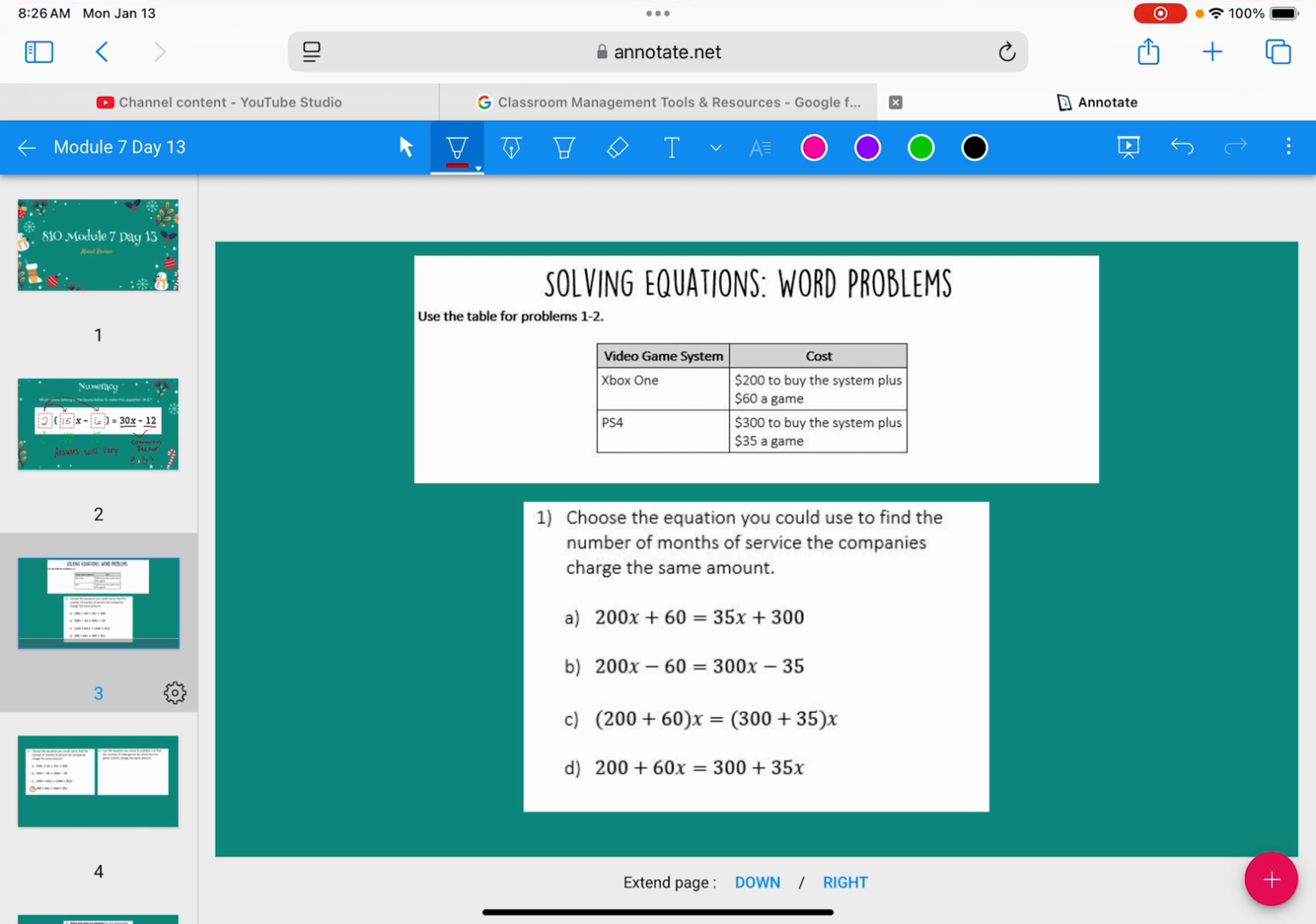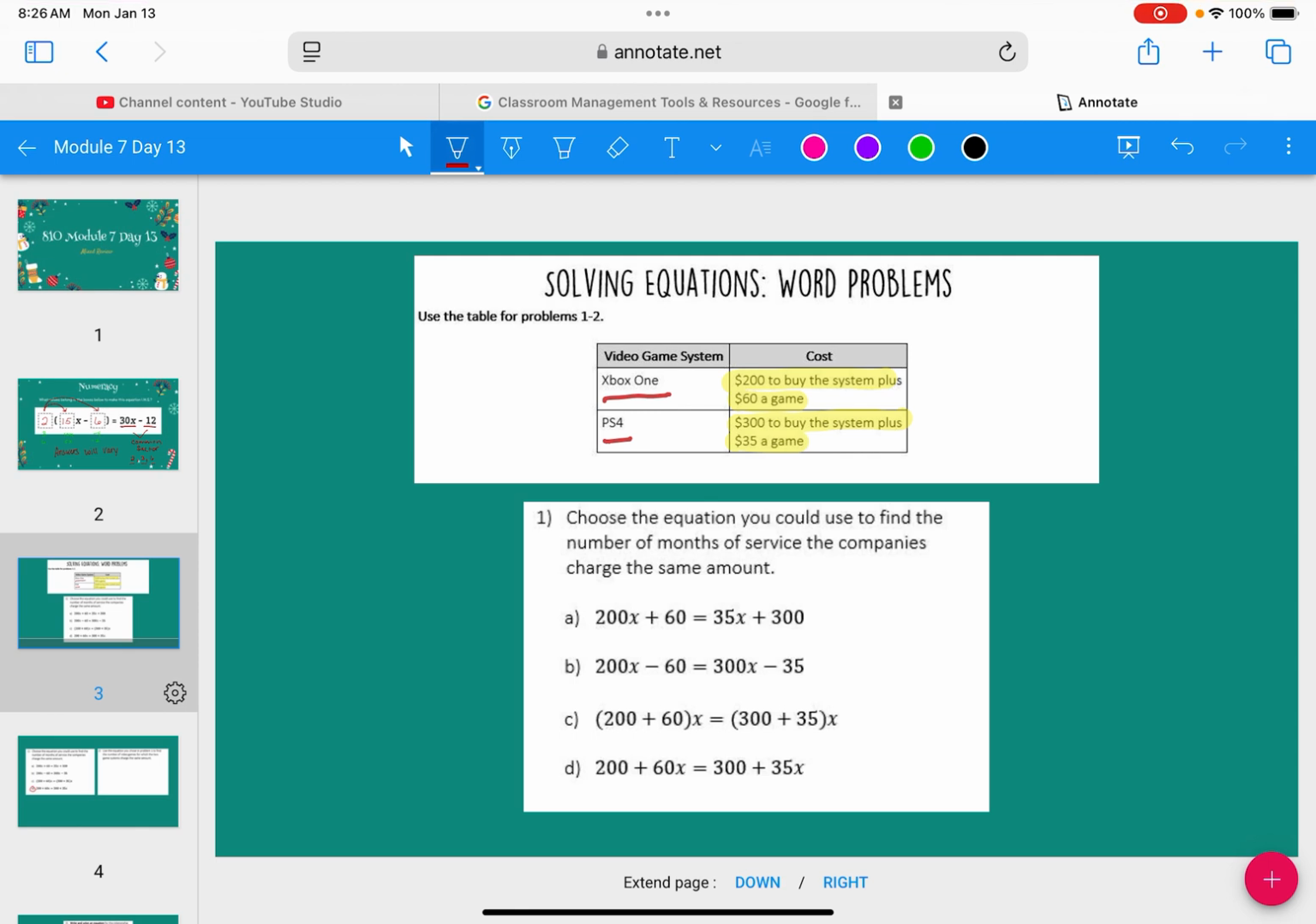So, first question. It says, Xbox One, if you want to buy that, it's essentially $200 for the console, and then it costs $60 per game. Or you could buy the PS4, which is $300 for the console, and then $35 per game. Based on that, we want to figure out which equation matches what is given there.